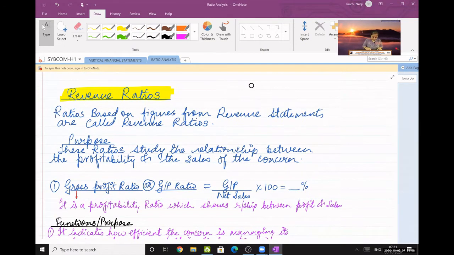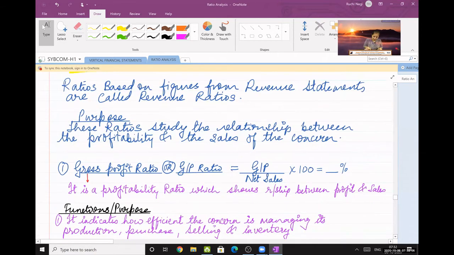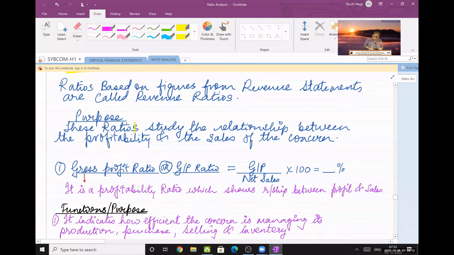So see, what is the purpose behind studying these ratios? These ratios study the relationship between profitability and sales of the concern. That is what I said. The name is revenue ratios. So the first revenue ratio is the gross profit ratio, the GP ratio.